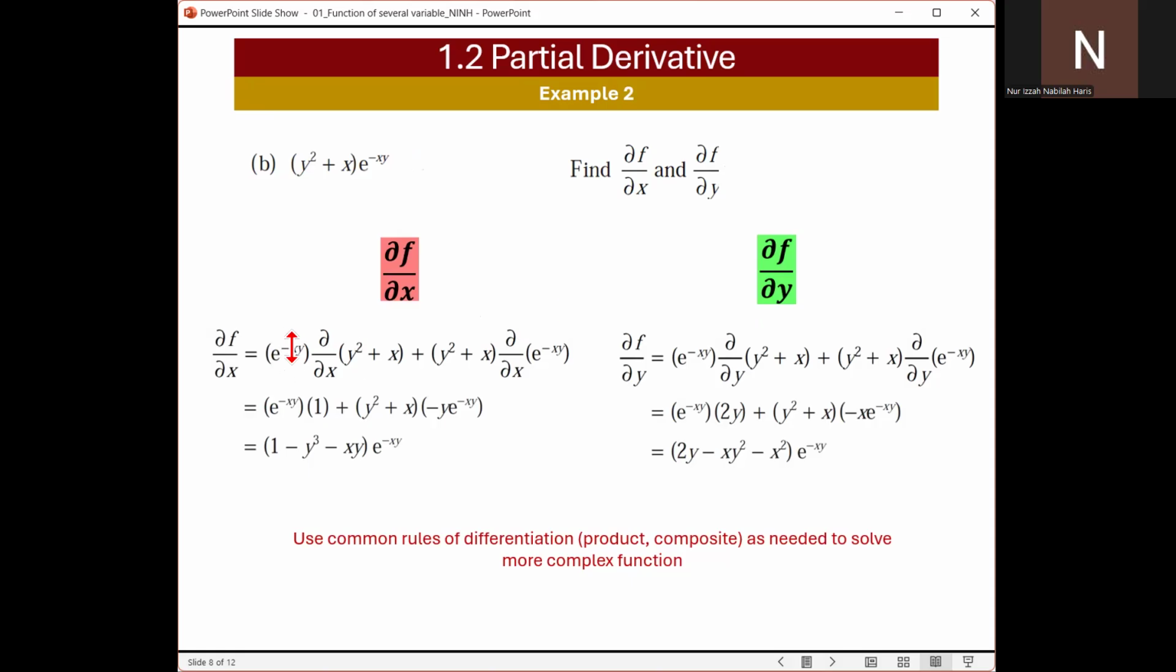u is exponential negative xy. This is u. This is v prime. v prime is only a partial differentiation with respect to x. And this is v, and this is u prime, where u prime is only differentiated with respect to x. Okay. And similarly for this one, you have to use the product rule.